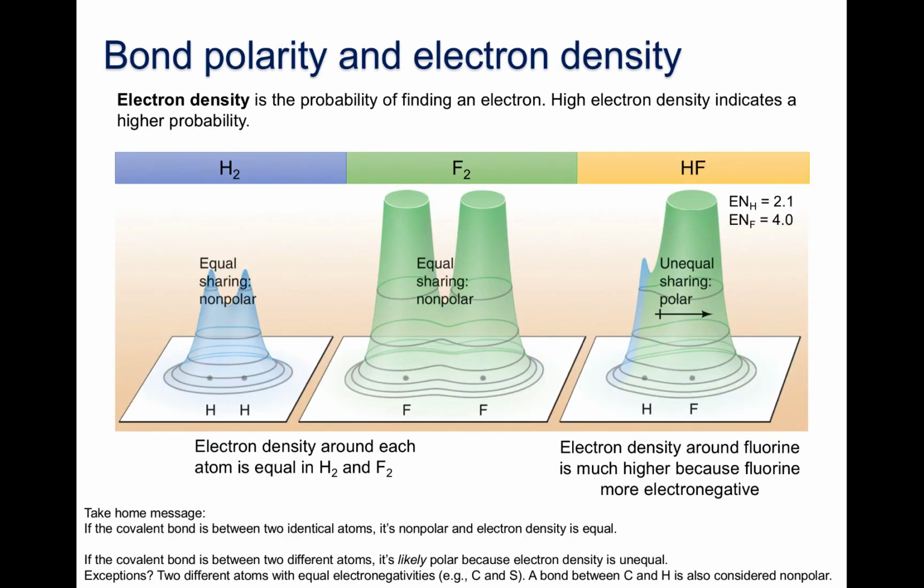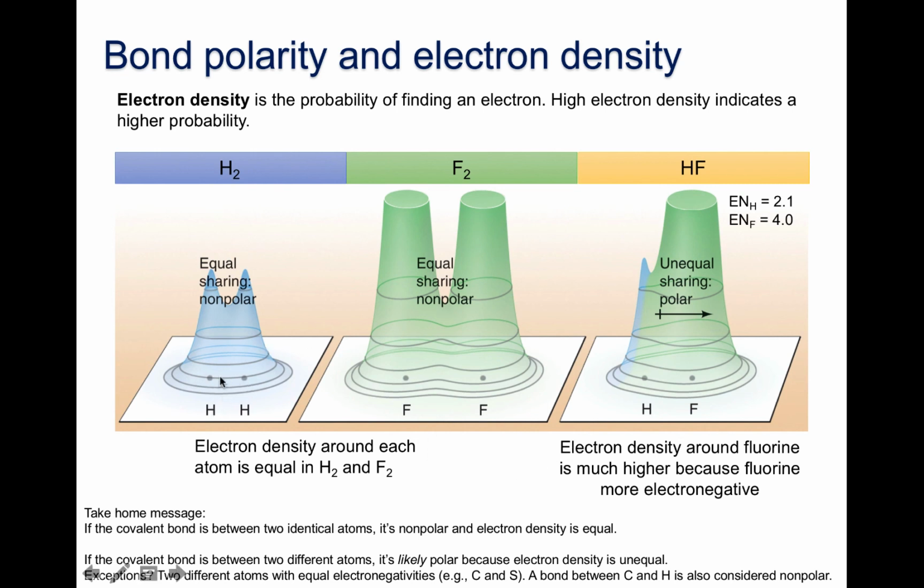So these partially positive and partially negative charges have to do with the electron density, which, if you remember from chapter 7, is the probability of finding an electron around an atom. If an atom has high electron density, that means that there is a higher probability of finding an electron around the atom. And if the atom attracts the electron more strongly, the electron density will go up.